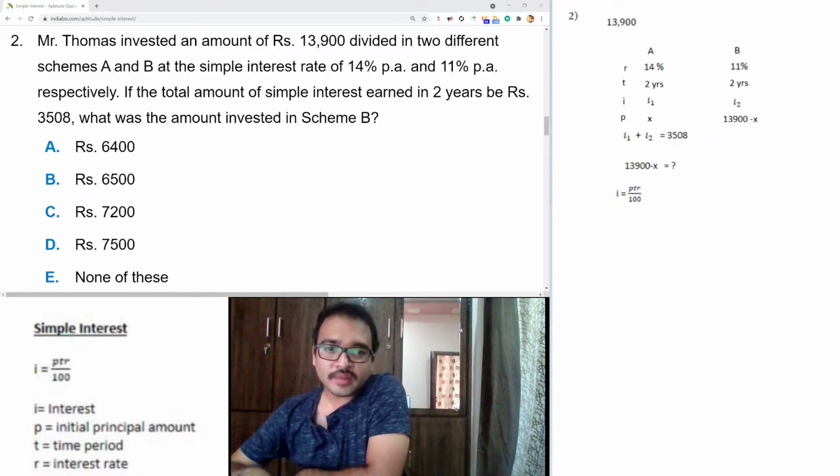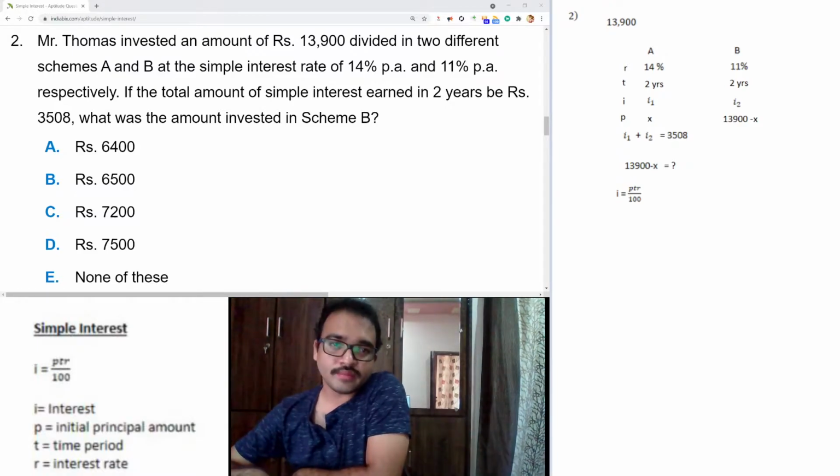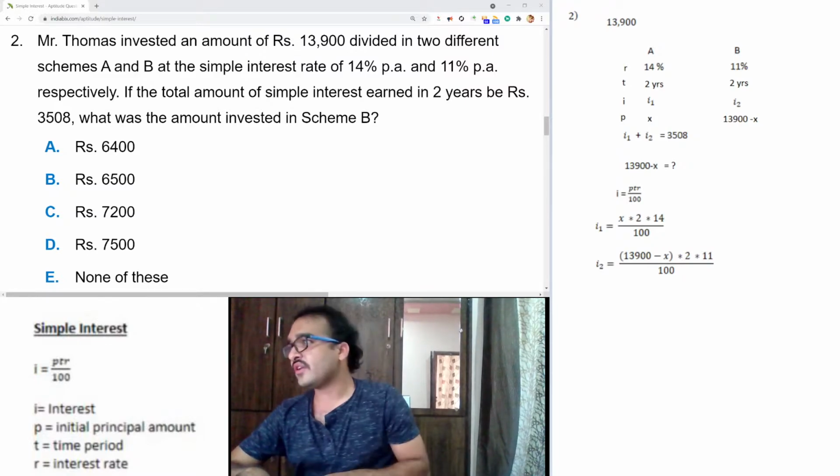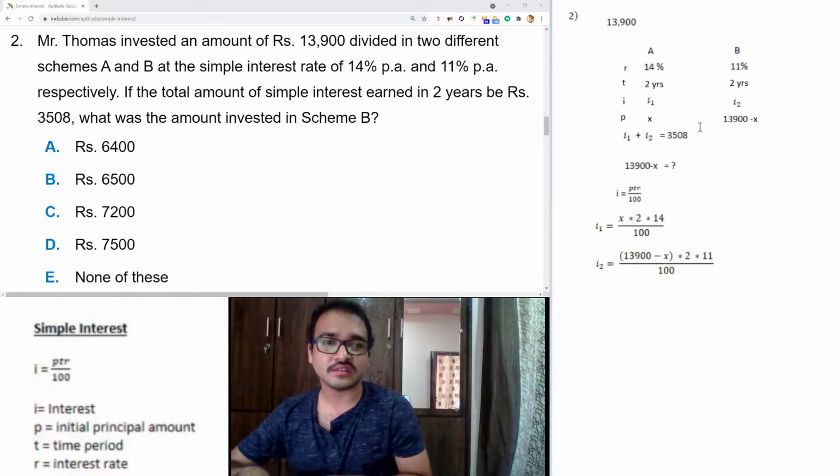I is equal to PTR by 100. This is the formula which we know for simple interest. For I1, principal amount is X, time period is 2, and rate of interest is 14 by 100. Similarly, I2 equals 13,900 minus X into time period 2 into 11 by 100. This is for scheme B. What we know, I1 plus I2 is equal to 3508.